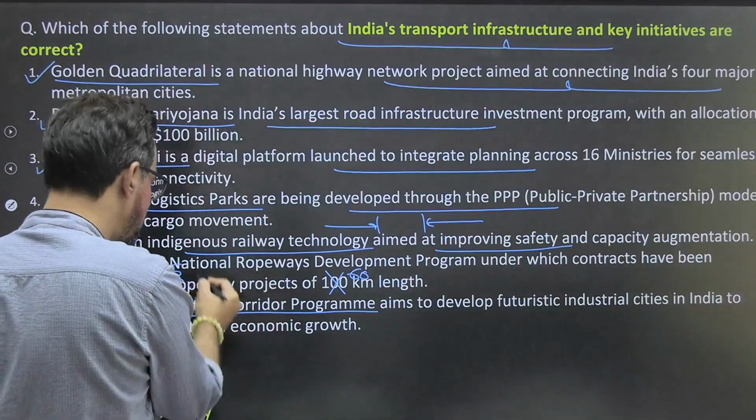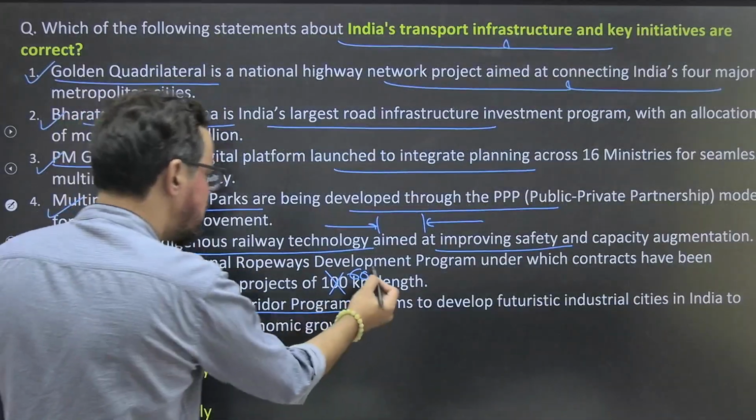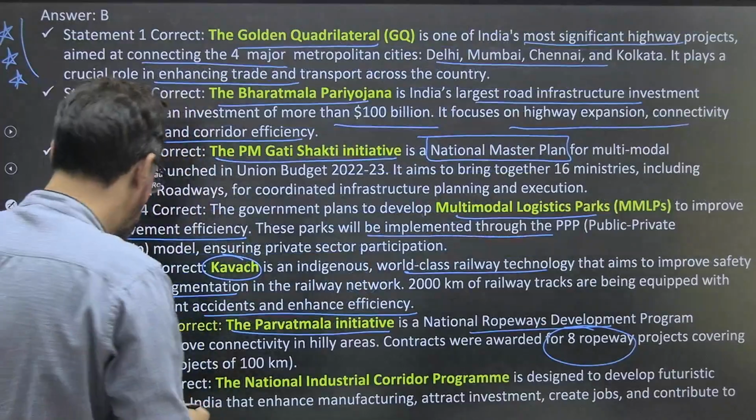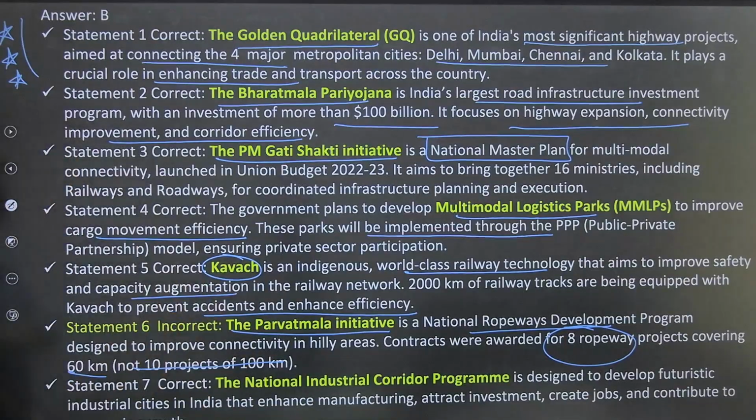हाँ 8 ropeways connecting 60 kilometers. ठीक है, connecting 60 kilometer, right? So connecting 60 kilometers, not 10. This was the incorrect one. So National Industrial Corridor Program is designated to develop futuristic industrial cities in India that enhance manufacturing, attract investment, create job, and contribute to economic growth.